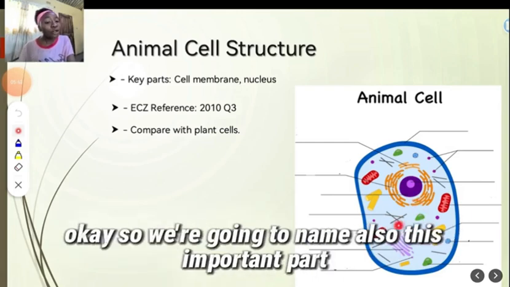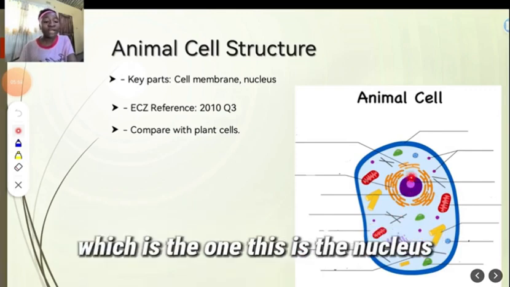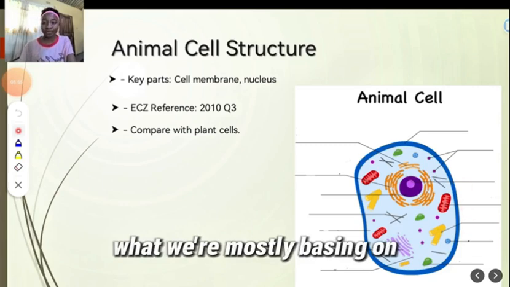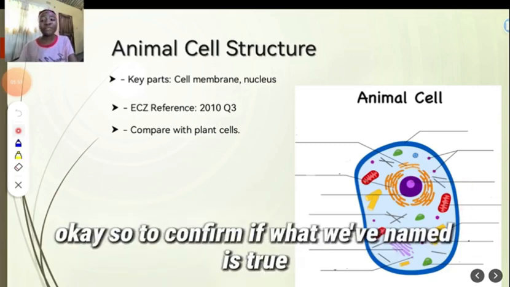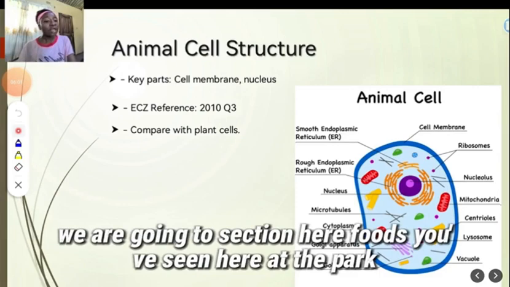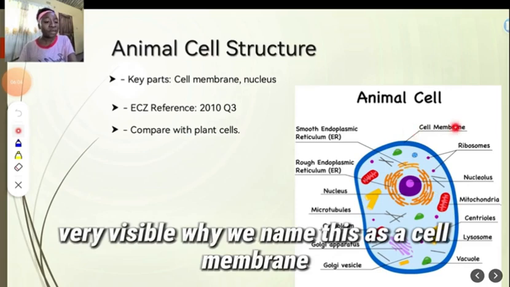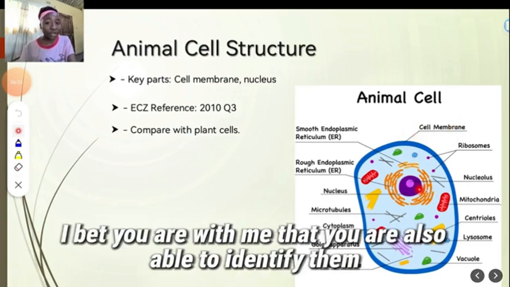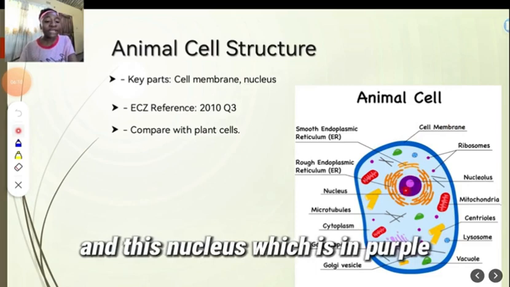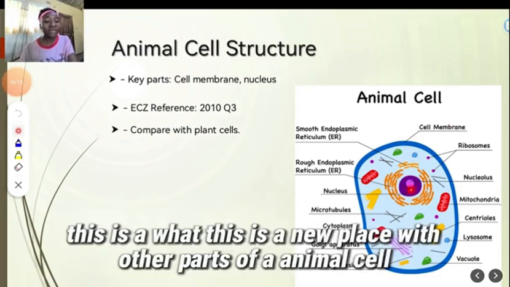So we're going to name also this important part, the nucleus, which is where we're mostly basing on. To confirm that what we've named is true, you've seen here the parts, very visible. Why we name this as the cell membrane, I bet you are also able to identify them. And this nucleus, which is in purple, is the nucleus, with other parts of the animal cell.